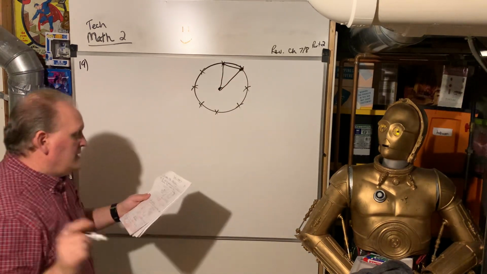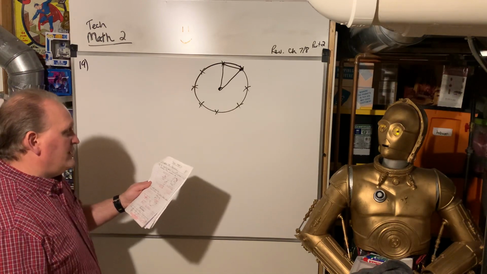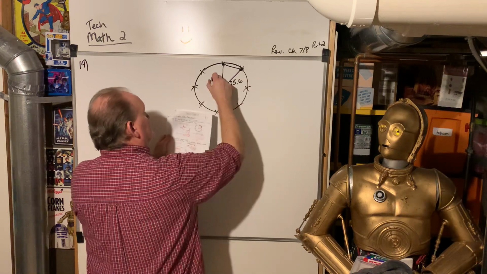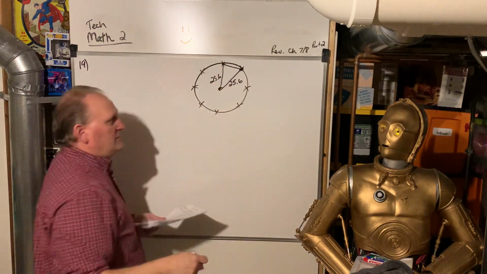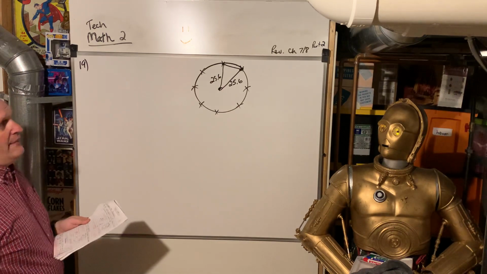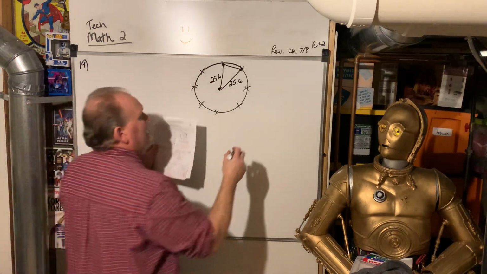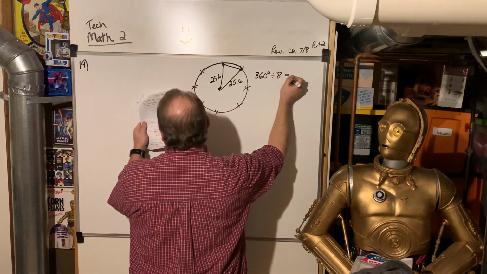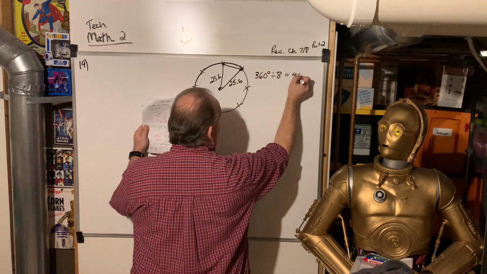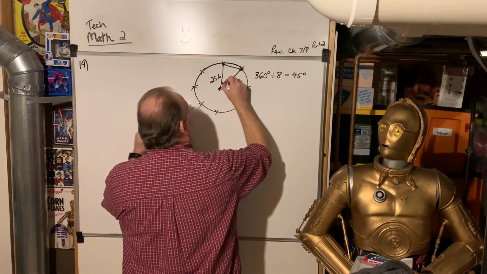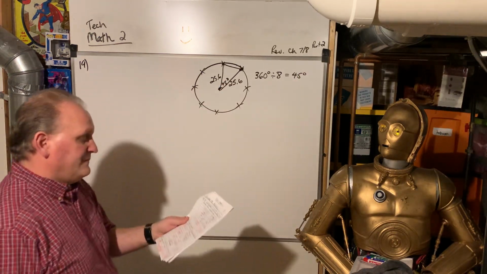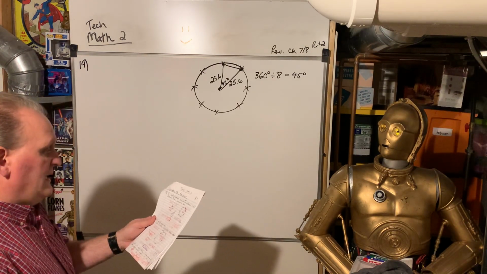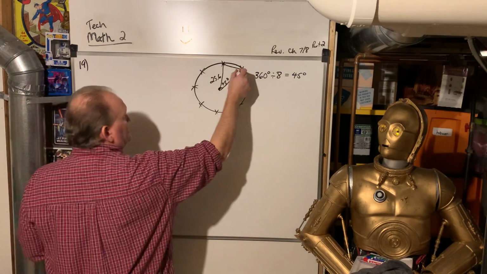All right. Now, we know they gave us the radius. So we know this is 25.6 and this is 25.6, because the radius of the circle will be the same no matter where. It's 8 spread out into 8 equal pieces, so 360 degrees divided by 8. We know the central angle is 45 degrees. So we got that. Okay. So find this length from there to there.